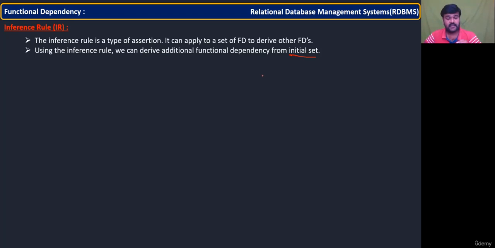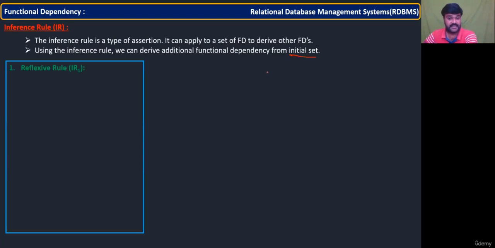So such valid FDs, how are you getting them? By using these inference rules. In total, 5 inference rules we are going to see. So let us see what those are. The first one is the reflexive rule. This is very simple, and we have already seen this kind of discussion. In this, if Y is a subset of X, then X determines Y.